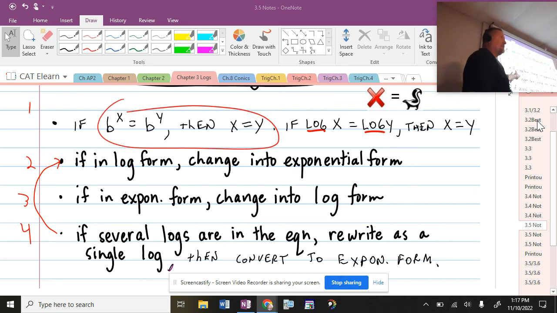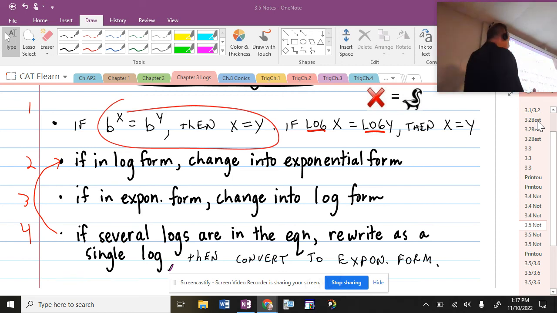So here it is. This is the key today. If you're in log form and you can't do that log equals log thing, then just change it to an exponent and then proceed on. And guess what? If you're in exponential form and you can't get equal bases, change it to a logarithm. That's it. One other thing you're going to have to do, this was the key to yesterday. If you have more than one log on a side with operations, you got to condense. That's all that says.